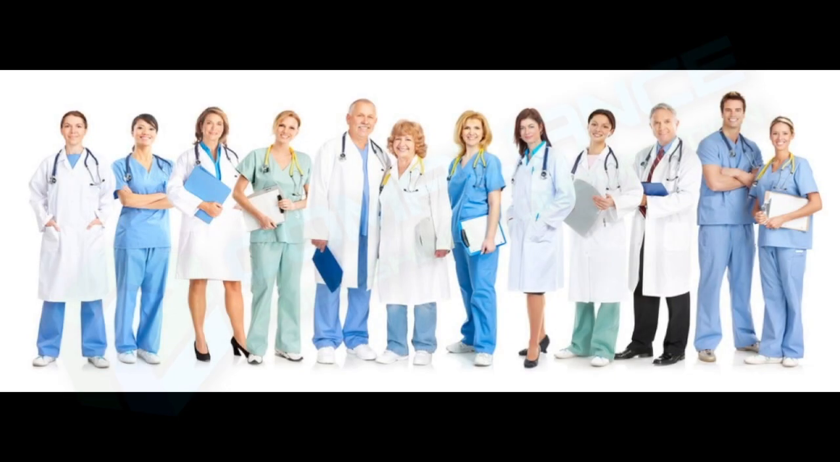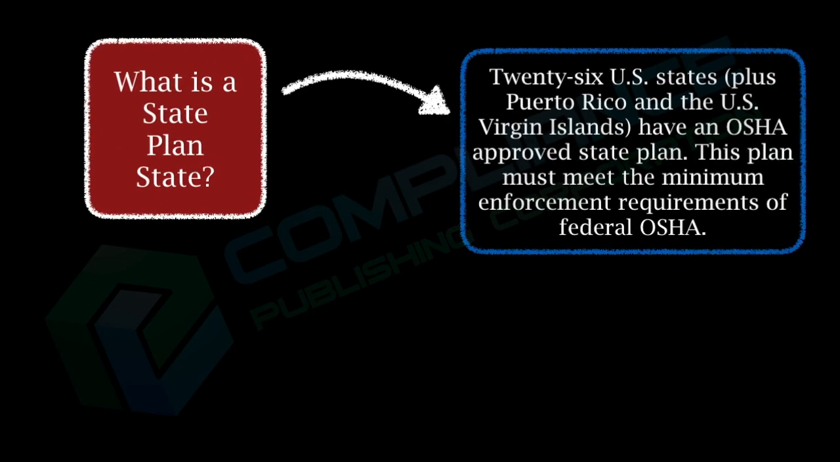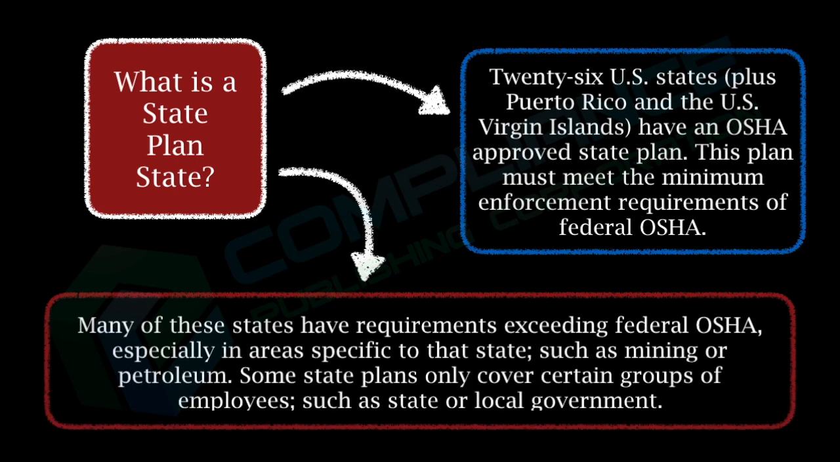Some states have OSHA-approved job safety and health programs operated by individual states. These are known as state plan states. Currently, 26 states, plus Puerto Rico and the U.S. Virgin Islands, have an OSHA-approved state plan. This plan must meet the minimum enforcement requirements of federal OSHA. Many of these states have requirements far exceeding federal OSHA, especially in areas specific to that state, such as mining or petroleum. Please be aware that some state plans only cover certain groups of employees.